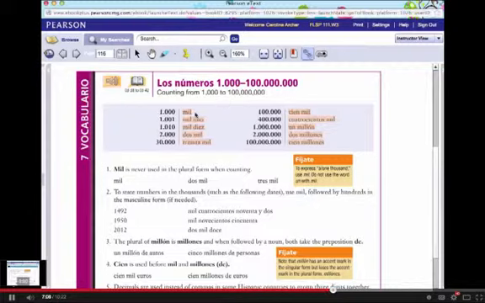And notice that with 1000 and with 100, we don't use the word one, uno, okay? We just say 1000. We don't say un mil or un cien, okay? 1000 or 100. 100,000, we have 200,000, 300,000, 400,000, 500,000, and then we go up to 1 million. Un millón. It's not uno, but un millón.